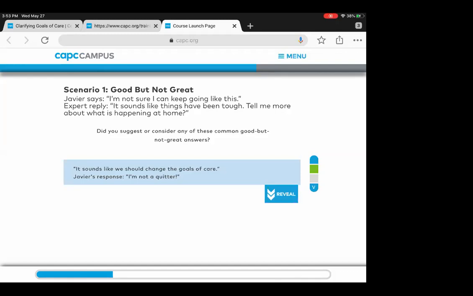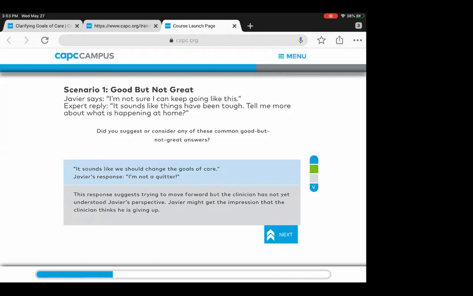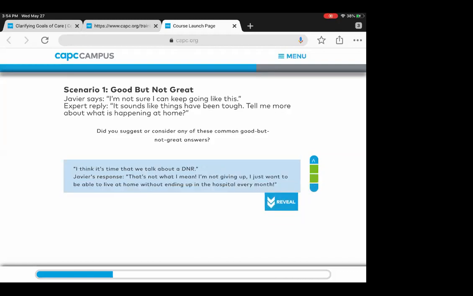So in this case, he said, "I'm not a quitter." So he might have offended him a little bit there. Again, that response suggests that you're trying to move the conversation forward, but you haven't understood what their perspective is or what they're coming from. And so in this case, you may be giving the impression that you think they're giving up too soon. You mean well, trying to get to those goals of care, but it's forwarding the conversation too soon. Same with the next one, "I think it's time that we talk about a DNR."